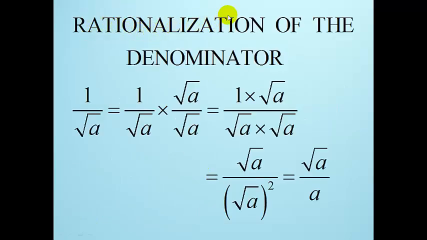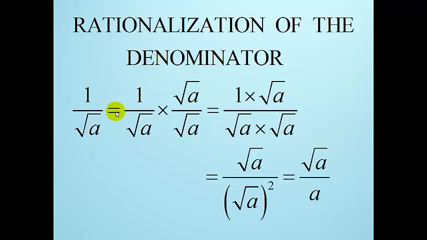Now let's look at rationalization of the denominator. When we consider this fraction, 1 divided by the square root of a, the numerator is 1 and the denominator is √a. So we can see that the denominator is a surd. Now 1 divided by √a, to avoid division by a decimal, because if √a is a surd, that means the square root of a will give us a decimal. And so to avoid division by a decimal, we rationalize.